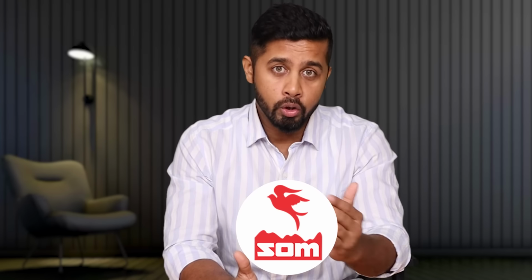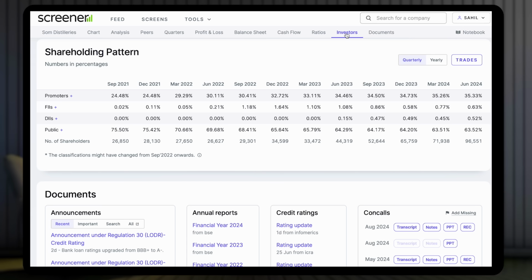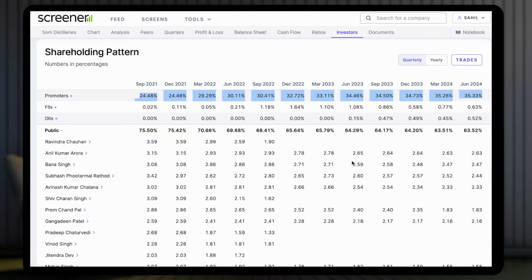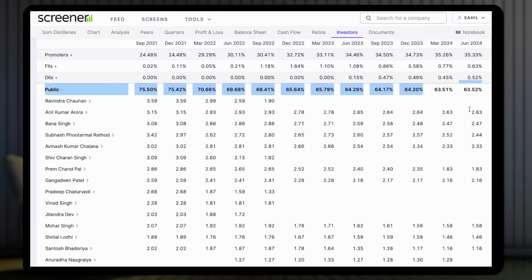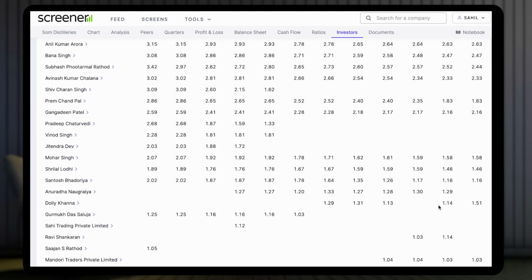However, in the last 1 year, share price has been consolidating. I believe that considering the growth of Som Distillery in the last few years and the potential in the near future, the current PE of 25 is looking reasonable. Interestingly, even the promoters of the company are increasing stake on a consistent basis over the last 12 quarters. Only downside is that there are no FII and DII holdings and public holding is on the higher side. But there are many HNI investors showing confidence in the company. In fact, Dolly Khanna, an ace investor, has increased stake in the company in the latest June quarter.